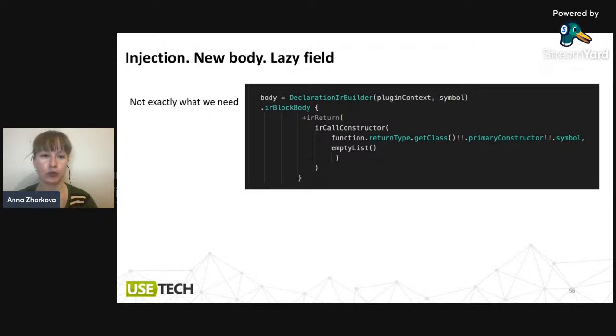To create the body, we need to use the declaration IR builder with a special kind of block. And in this block, with the IR return command, we need to specify what we will return from the call of our function.